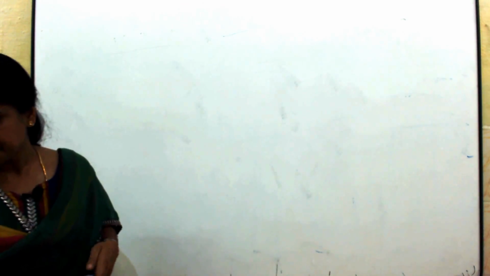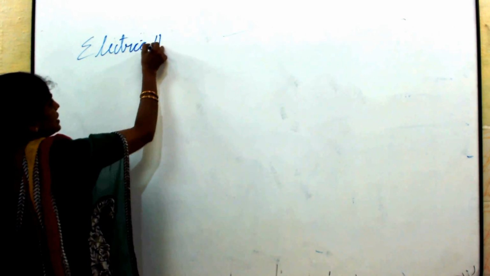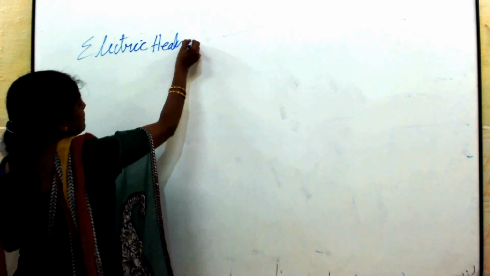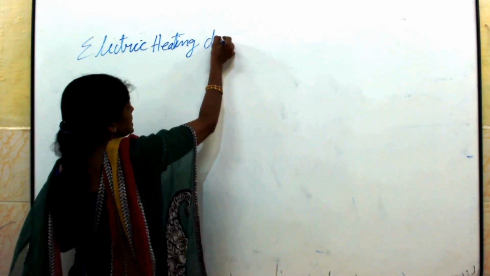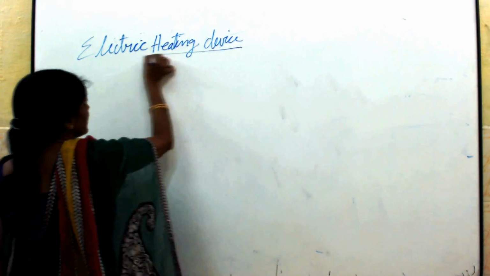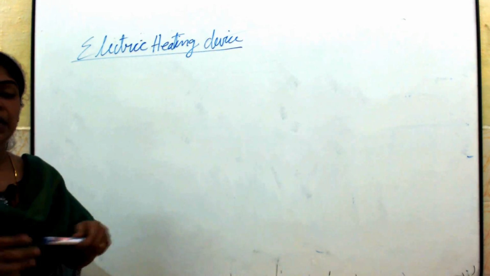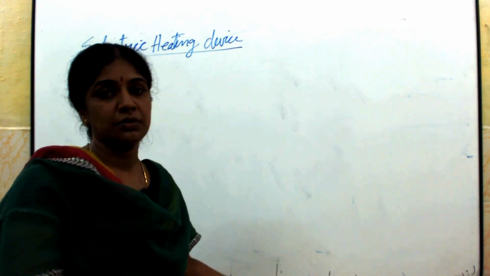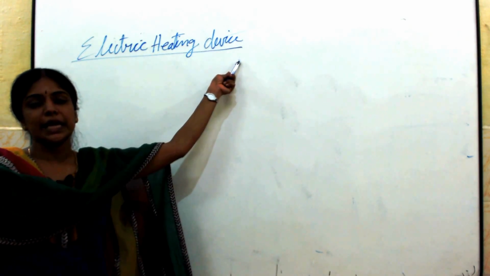You will see here 3 very good examples. First one is your electric heating device. Can you say some examples for electric heating device? The answer is in the question itself. Electric heating device: electric iron, electric toaster, electric heater. All those are very good examples for electric heating device.